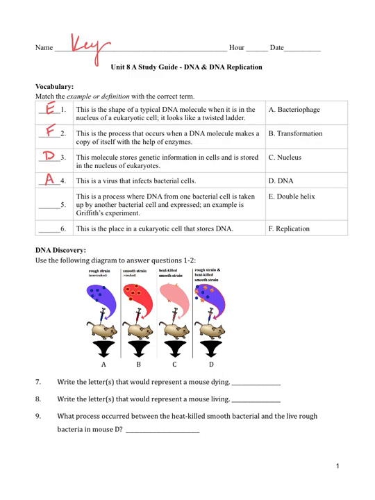Number 5. This is a process where DNA from one bacterial cell is taken up by another bacterial cell and expressed. An example is what happened during Griffith's experiment. So number 5 is B, and that is called transformation. And number 6 says this is the place in a eukaryotic cell that stores DNA. So in eukaryotes, like plant cells and animal cells, you're going to find DNA stored in letter C, which is the nucleus.